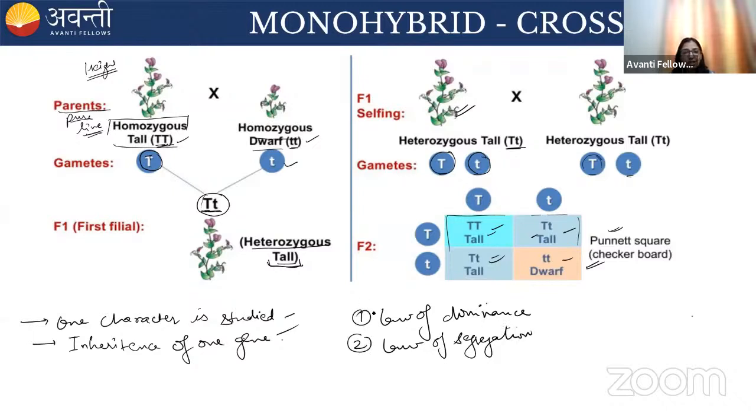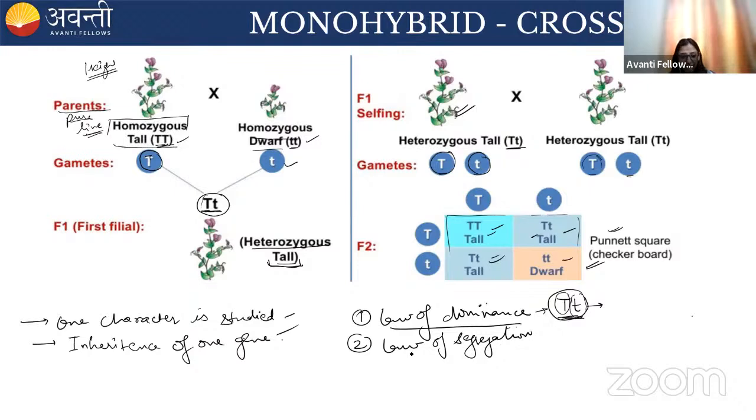So he proposed two laws on the monohybrid cross. Law number one is the law of dominance. According to the law of dominance, if there's a dissimilar condition, for example a capital T and a small t, we get a heterozygous condition. In that case, the dominant allele will express and the recessive allele will not express. This phenomenon is known as dominance and the law is known as the law of dominance. But remember, the law of dominance is not universally applicable.